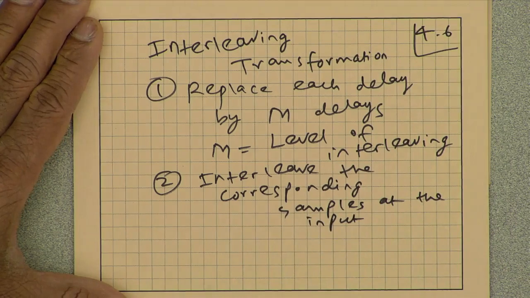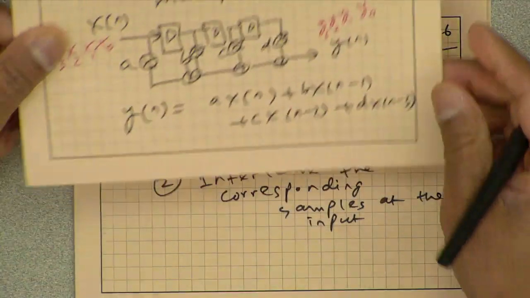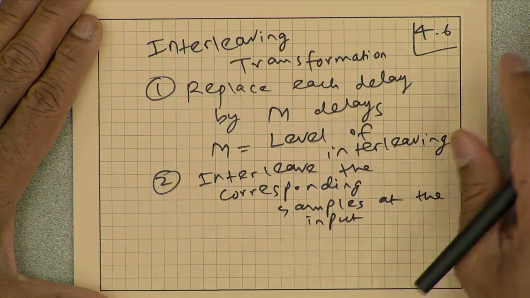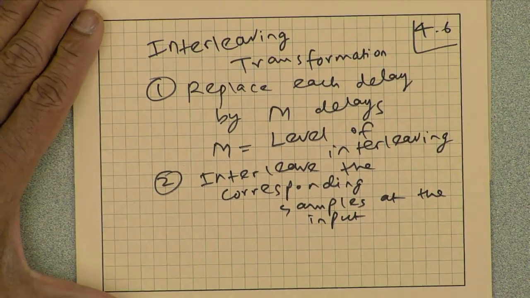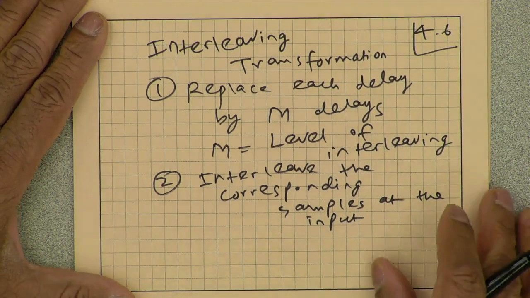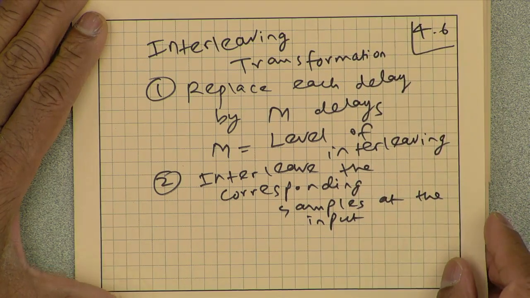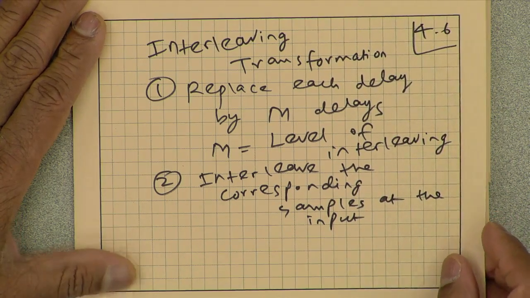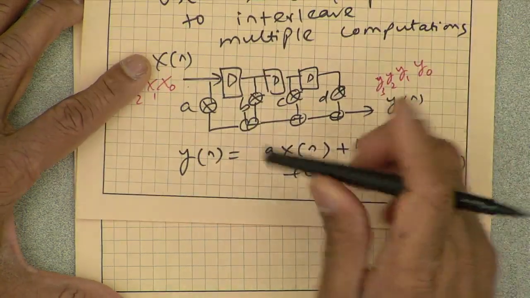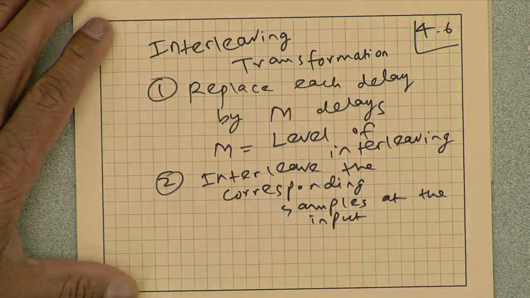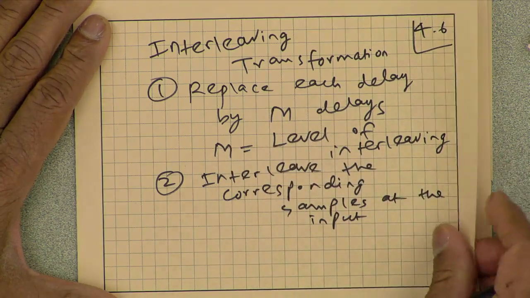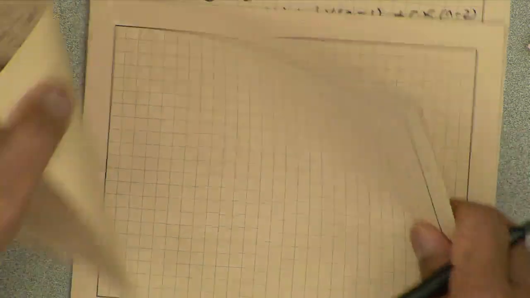What that means is, if I want to take this structure and have two different time series be filtered by two different filters in the same data path in an interleaved manner, I can easily do that. All I need to do is to replace each delay. In case of interleaving two time series, m is 2, so replace each delay by 2 delays.